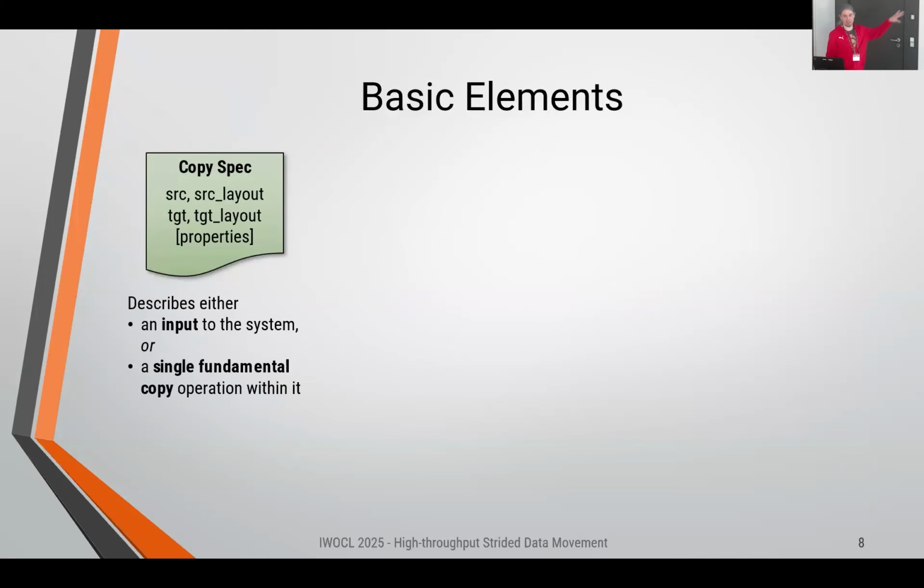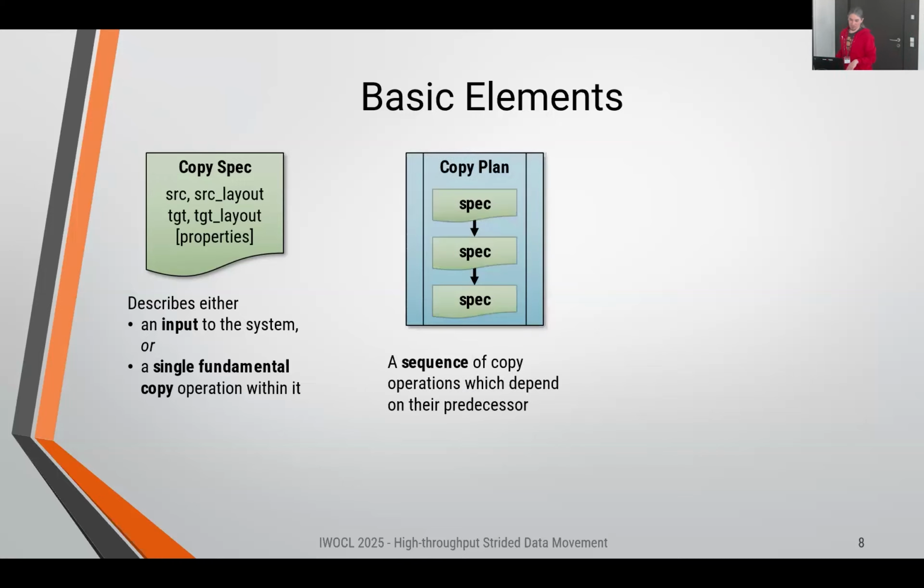Okay, so what are the basic elements for describing these copies and then implementing them? It starts from a copy spec, which describes one copy operation, basically. And this can be either the input to the whole system or an operation performed within a larger copy plan. So this is a source layout, the target layout, and some further potential properties.